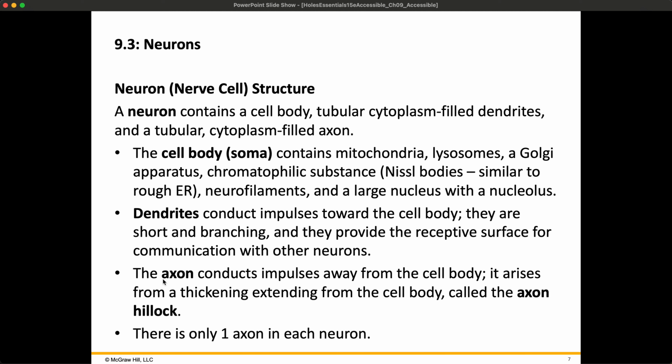And then the axon away. This is taking impulses away from the cell body. Based on whether the signal coming in from the dendrites is excitatory or inhibitory, it's going to determine what type of signal is sent from the axon. Only one axon in each neuron. We'll see there are different types of neurons, but they all only have one axon carrying one signal away.